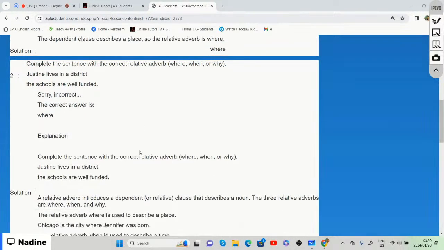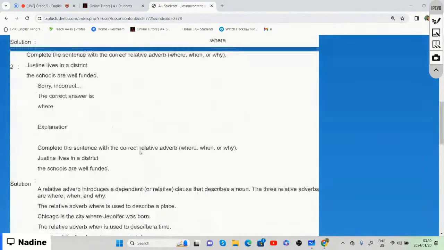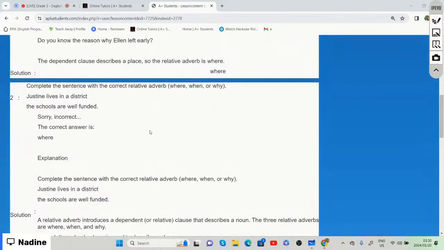Justine lives in a district. Do we say where the schools are well funded, or when the schools are well funded, or why the schools are well funded? So Justine lives in a district. Do we say where the schools are well funded? Or do we say when the schools are well funded, or why the schools are well funded?